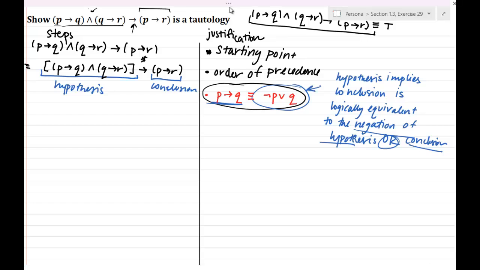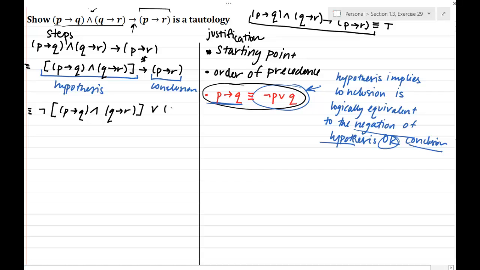What I'm going to do is replace this implication with an or, but then I also need to negate the hypothesis if I do that. So negation, now careful, you're negating that whole thing in that first part, okay? Got to be careful. If you don't, you're going to have something goofy there. And Q implies R, or conclusion.